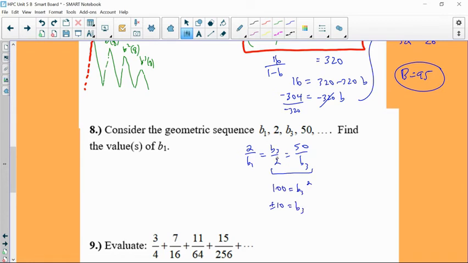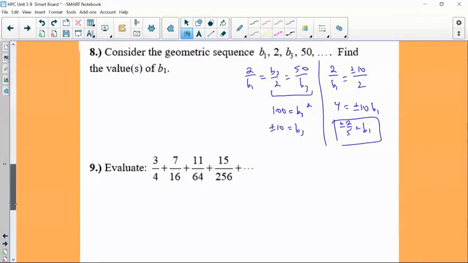Well, then in this equation, now I know that 2 over B sub 1 is equal to plus or minus 10 over 2. And both of those values will work because remember we saw again, alternating positive to negative, you'd have the same ratio. So I could cross multiply. So 4 is equal to plus or minus 10 B sub 1. Divide that across. So we get plus or minus 2/5 is equal to B sub 1. Okay. And then I think there's just one.